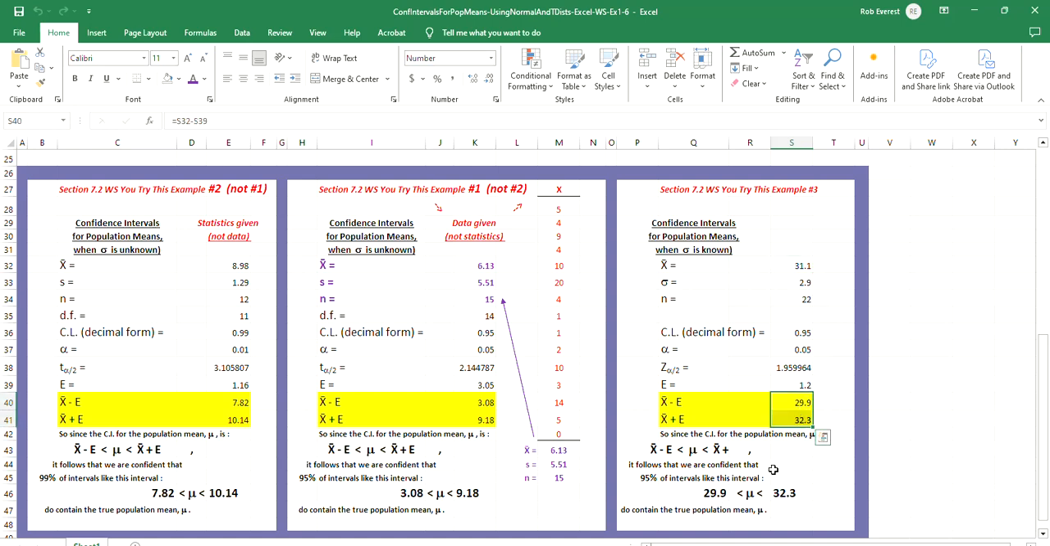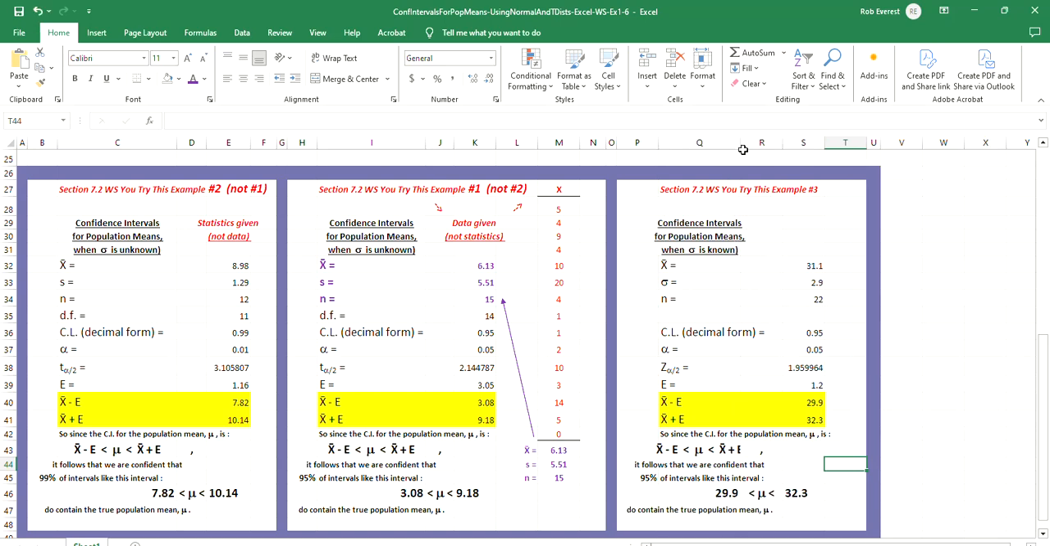So this is a nice little app that you can use instead of StatCrunch or the graphing calculator to find confidence intervals for population means, either using the t distribution, which is most often used, or the lesser used z distribution.